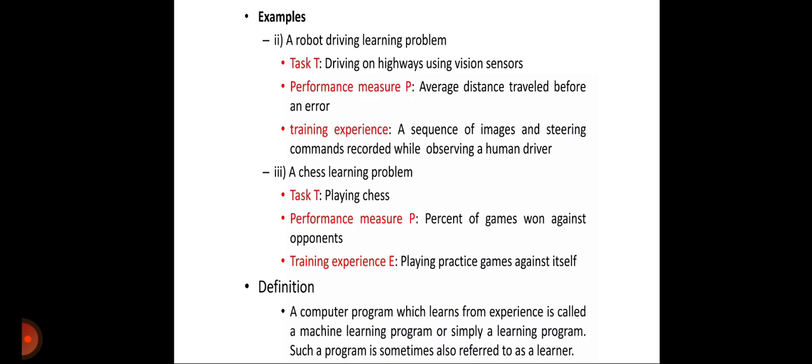In that, playing chess is the task T. And what is the performance measure P? Percentage of games won against the opponent. Training experience E, playing practice games against itself. Definition: a computer program which learns from experience is called a machine learning program, or simply a learning program. Such a program is sometimes also referred to as a learner.